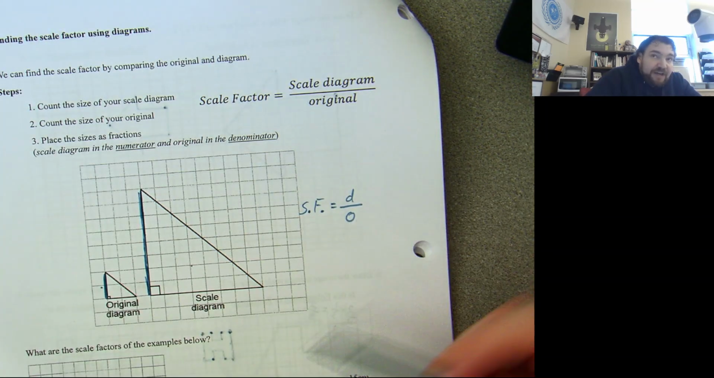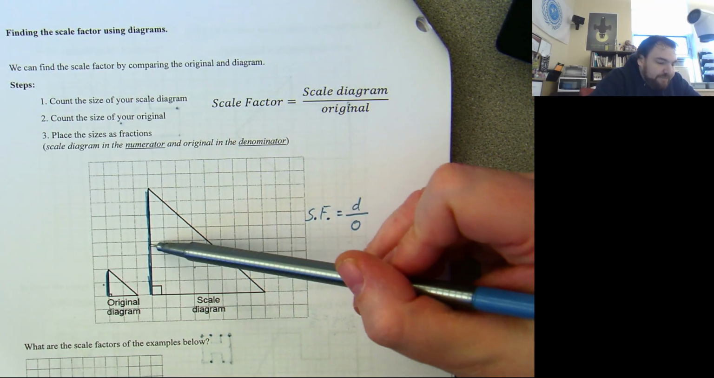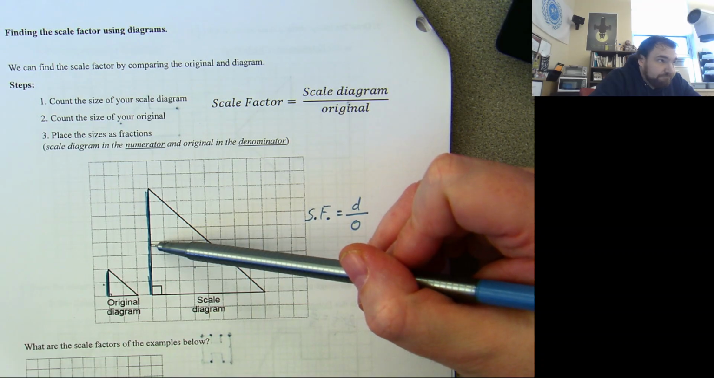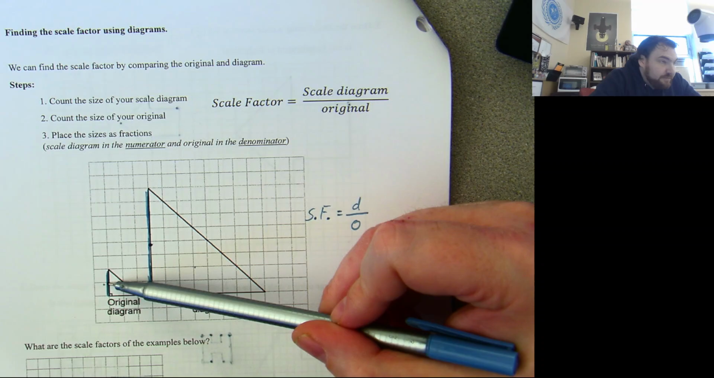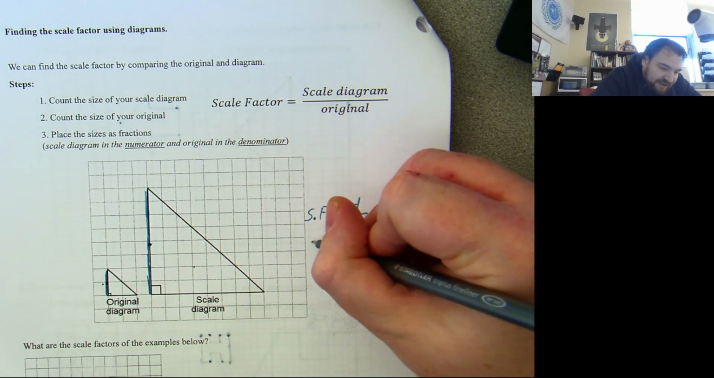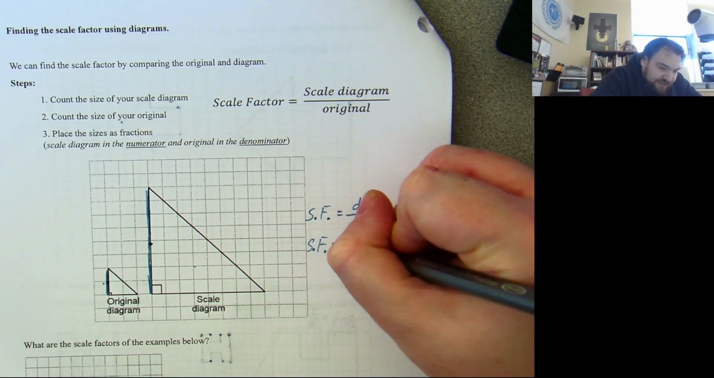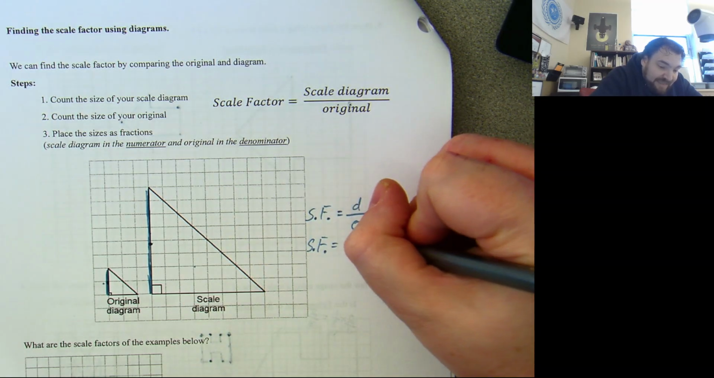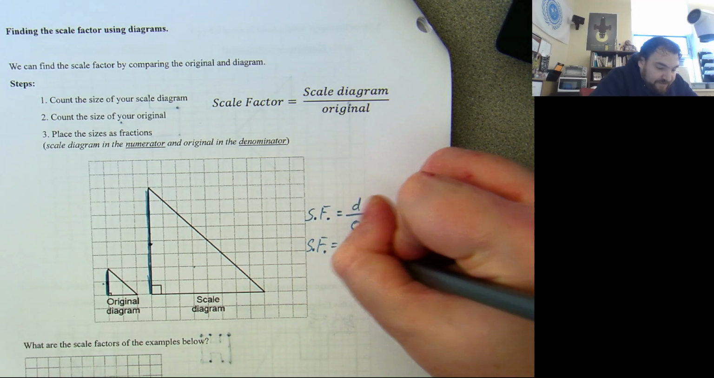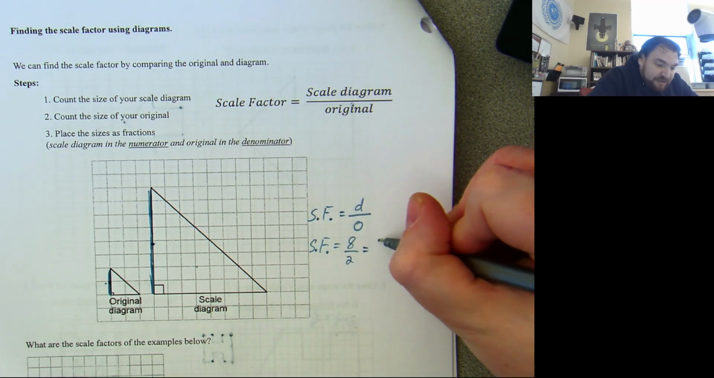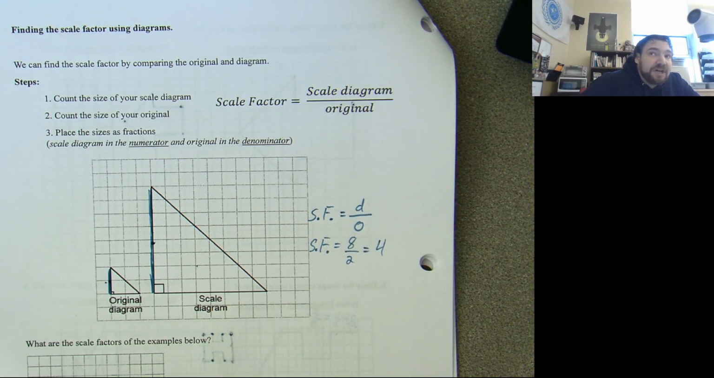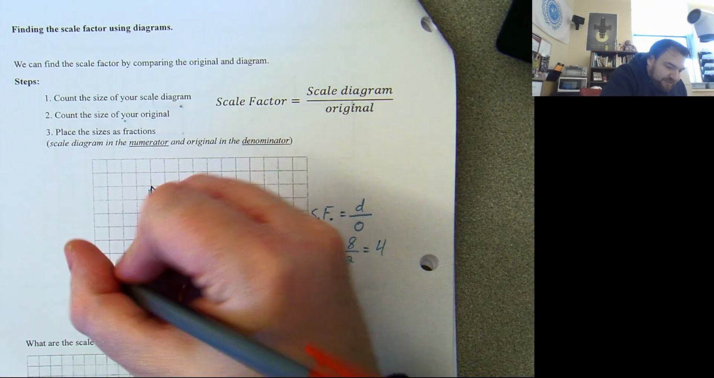And now I'm just going to fill in this fraction. How big is this side here? Someone said 8. How big is this side down here? It's 2. So that means my scale factor is going to be the scale diagram. That side has a length of 8 divided by that side there 2. Means my scale factor is 4. My diagram is 4 times larger than my original. And we can check it using the other sides too.